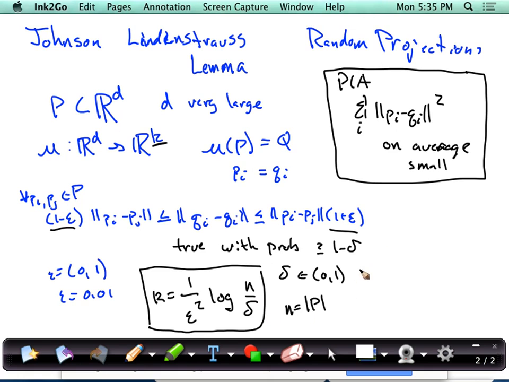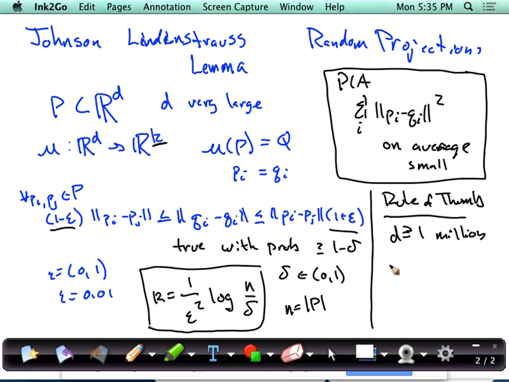Okay. So in general, as a rule of thumb, people have done various studies, and I would only use this when d is greater than or equal to something like 1 million, and k, your desired dimension, is at least 200 for this to actually be useful. And maybe you want to put this at like 500.